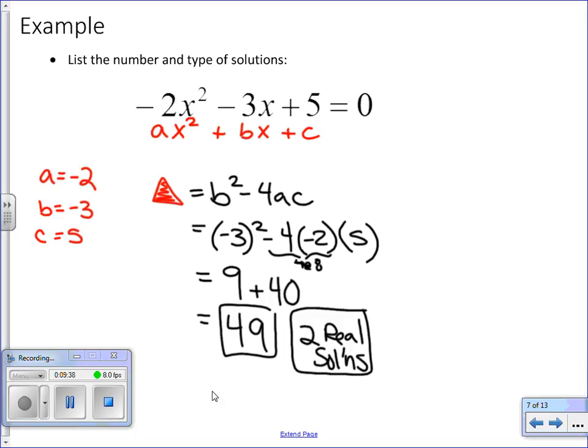And you're done. So that one we're not actually solving. We're not actually doing the full quadratic formula. If we just want to figure out are my solutions real or imaginary, just doing b squared minus 4ac will do the trick. Because we now know we can take the square root of a positive and we'll get 2 answers.